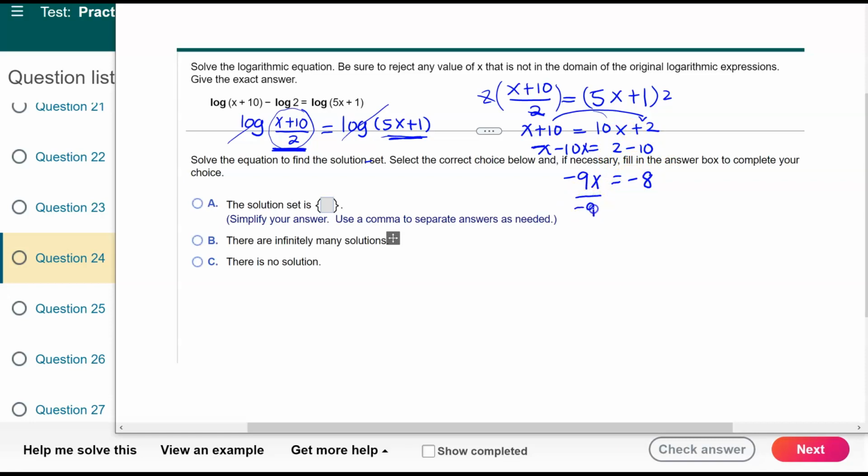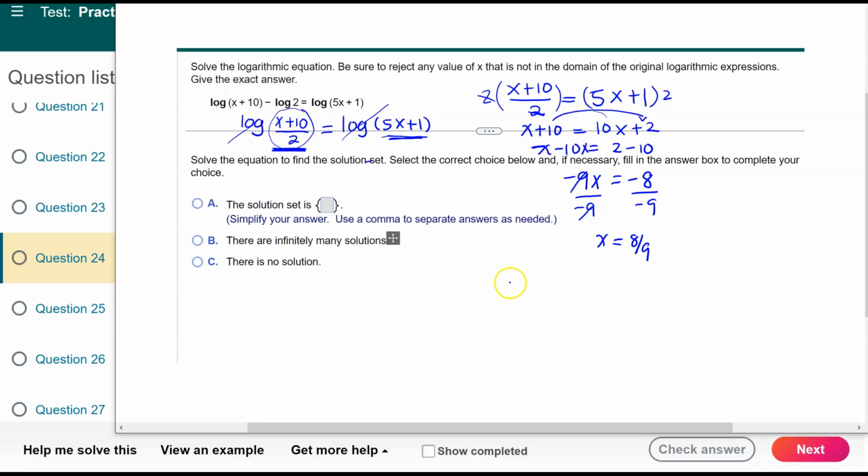Then you divide both sides by negative 9. So x is equal to 8 over 9. X is 8 over 9. Now you go back and check.